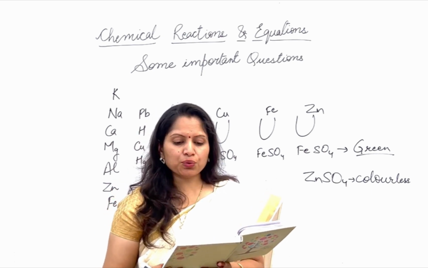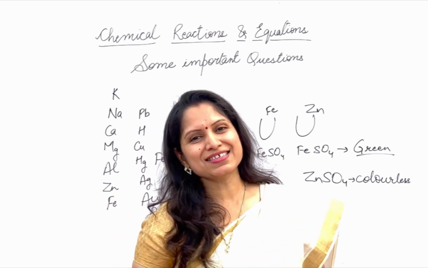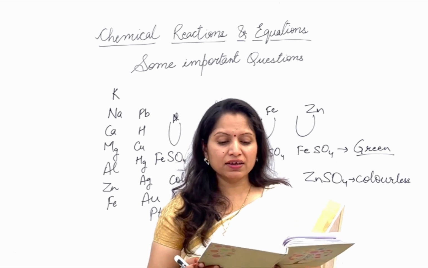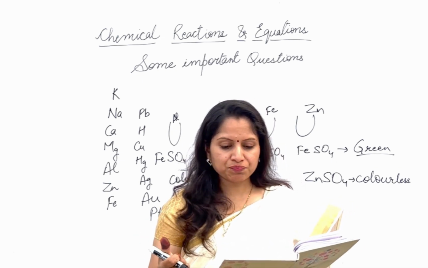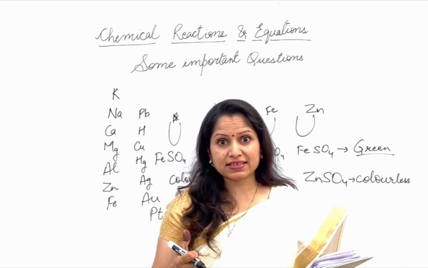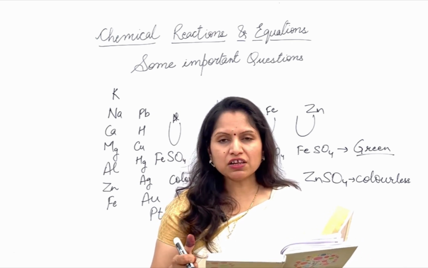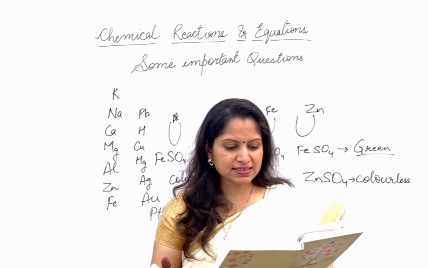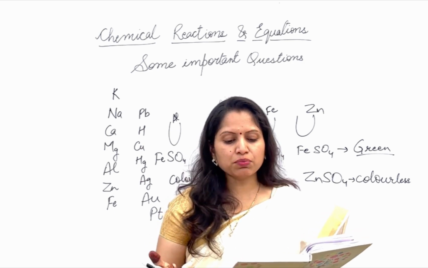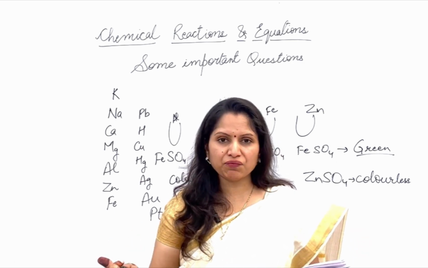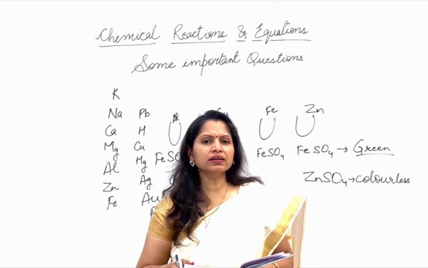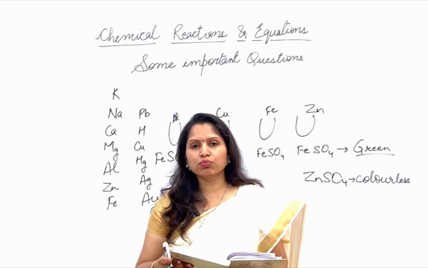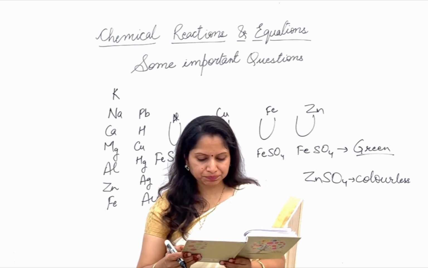Next question is: aqueous solution of which of these is colorless? It's again based on the same concept. Ferrous sulfate? No, it's green in color. Zinc sulfate? Yes, it's colorless. Aluminium sulfate? Yes, it's again colorless. And the fourth option is both B and C, that is both zinc sulfate and aluminium sulfate. So yes, both are colorless. So the answer is both B and C.